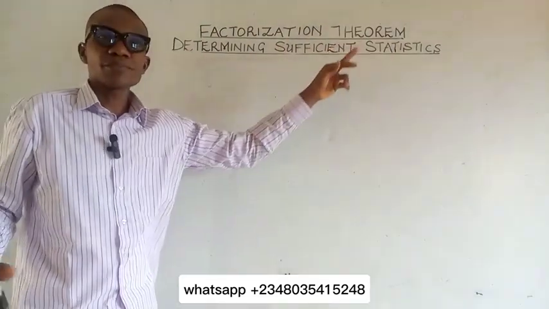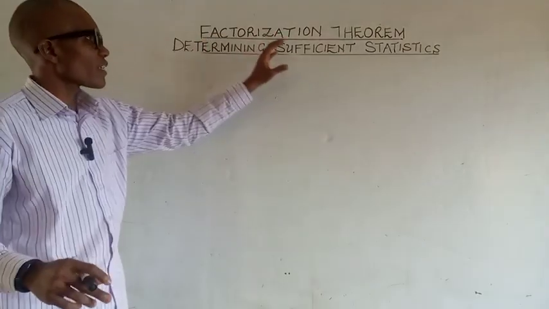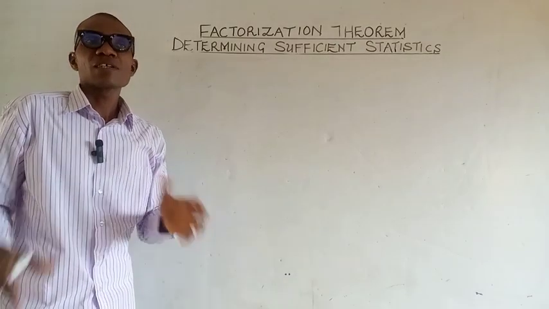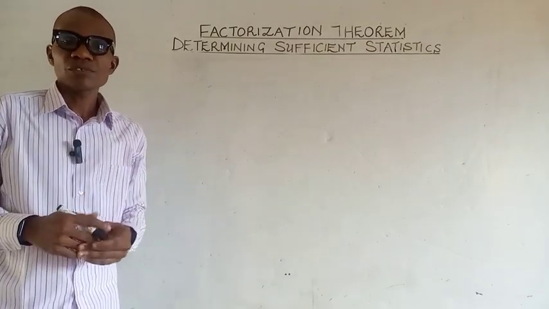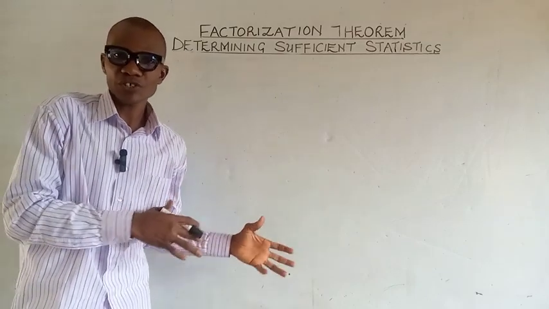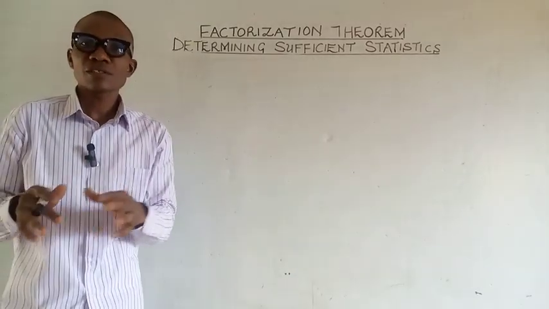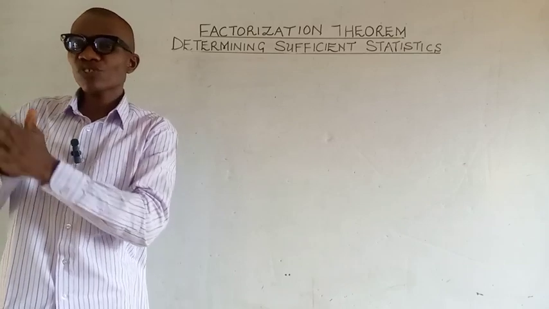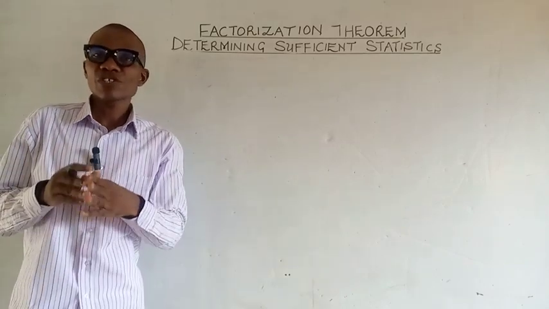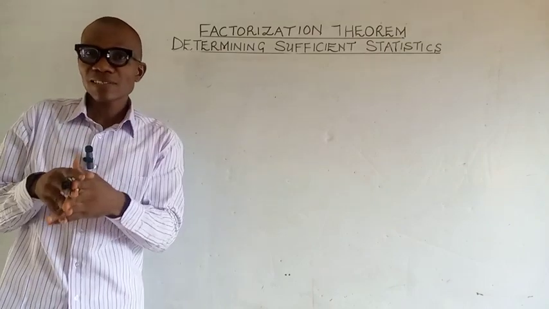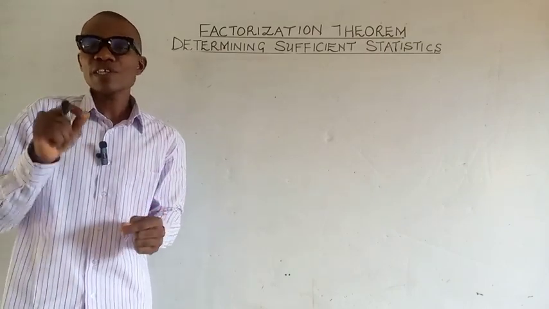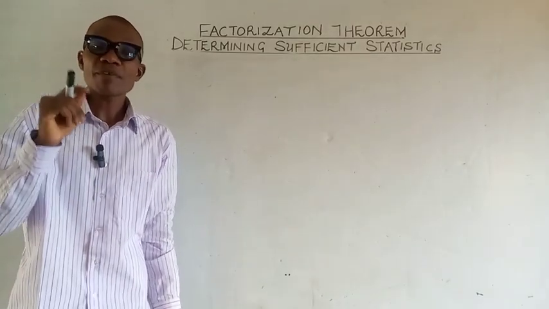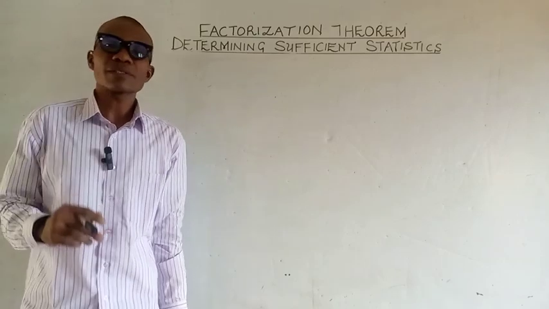The factorization theorem. In statistics, the factorization theorem is used to determine the sufficient statistics of any distribution. But how do we use the factorization theorem to determine sufficiency of any distribution? Or what is this factorization theorem? The factorization theorem states that the statistic is sufficient if and only if the PDF or the PMF of any distribution can be factored out into two components.